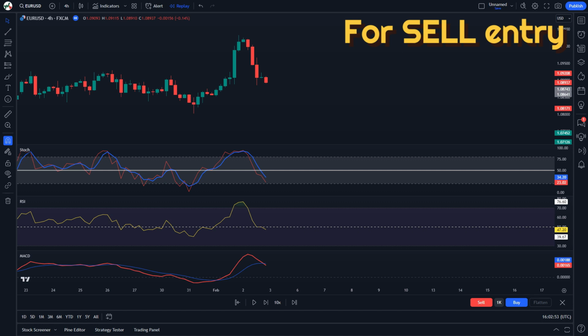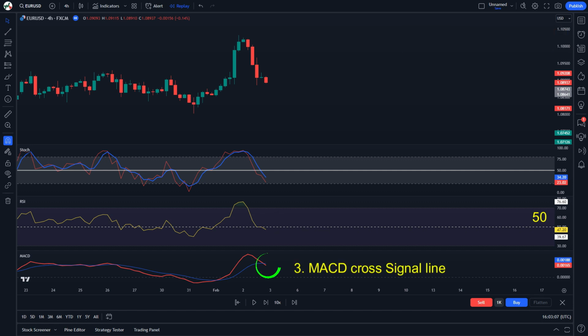Entry for a sell position. Step 1, first look at stochastic, then make sure both K and D lines are in overbought regions. Step 2, use RSI to confirm the downward trend by making sure it is below the middle line 50. Step 3, use the MACD to confirm the downward movement.